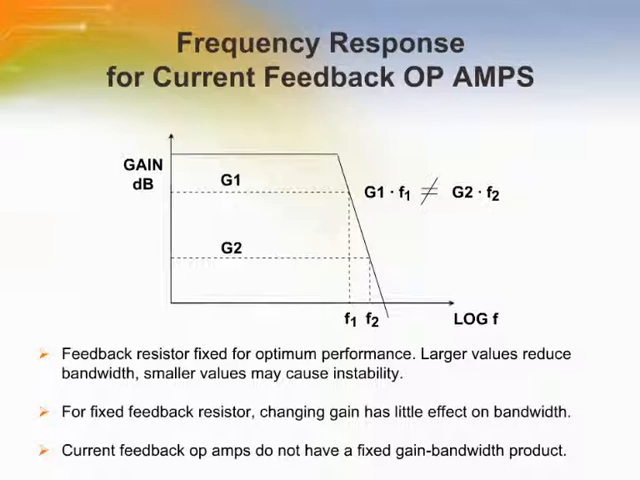This makes current feedback op-amps useful for wide bandwidth programmable gain amplifiers, or PGAs, where the gain can be changed without affecting the bandwidth. However, higher R2 values above the optimum value proportionally reduce the closed-loop bandwidth. Lower R2 values below the optimum value may cause instability because of the proportional increase in closed-loop bandwidth.